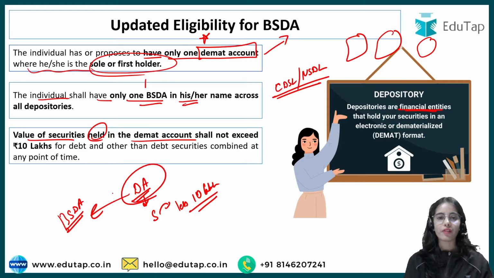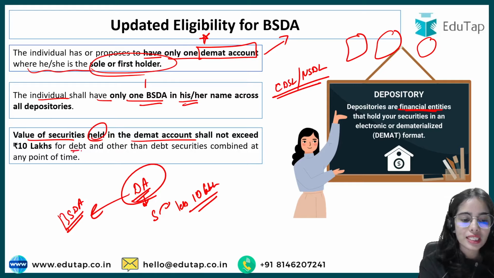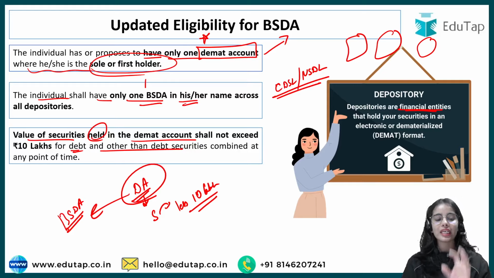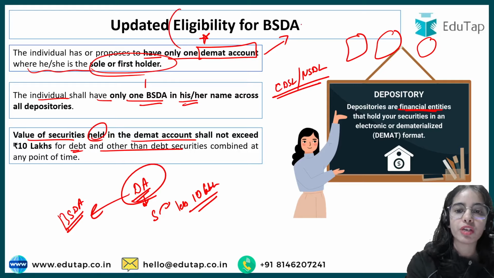So if you have the debt securities and any other securities you are holding combined at any point of time, so if you are holding less than 10 lakh worth of the securities, then you are eligible for the BSDA.